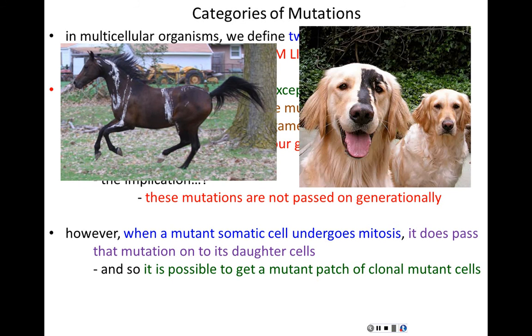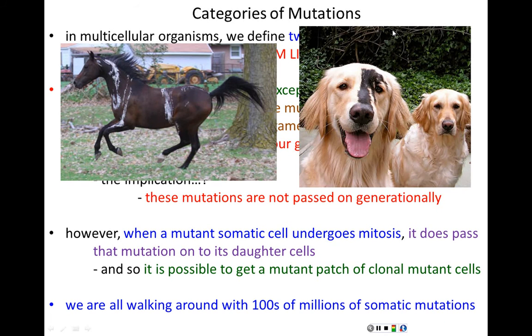More striking, this golden retriever here has a patch on its face that has dark fur. This is a clonal patch of mutant cells, somatic mutations, where that one mutant cell that happened to randomly get a mutation in it divided, giving two cells, divided again, giving four cells, until this patch of mutant cells was made that give a different fur color. This dog's mother here is in the back. I always like the pissed off look on her face.